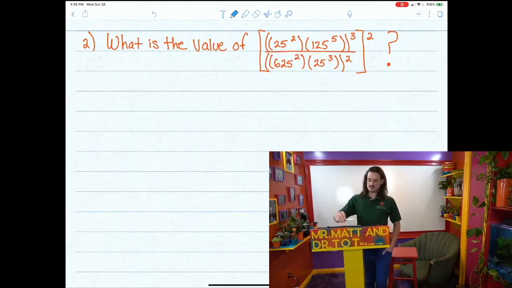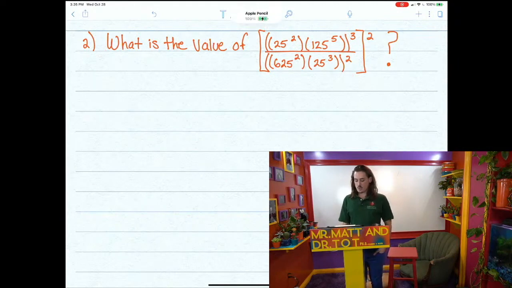The problem here says, what is the value of a huge quantity. The whole thing is raised to the second power. So there are brackets on the outside of this complex fraction that is raising the entire thing to the second power. But we have the quantity 25 squared times the quantity 125 raised to the fifth power, total quantity raised to the third power. That's the numerator. Divided by the quantity 625 squared times the quantity 25 cubed, whole quantity squared, that quantity is the denominator. And then we have total brackets, like I said in the beginning, on the outside of this complete fraction, which is squaring the whole thing.